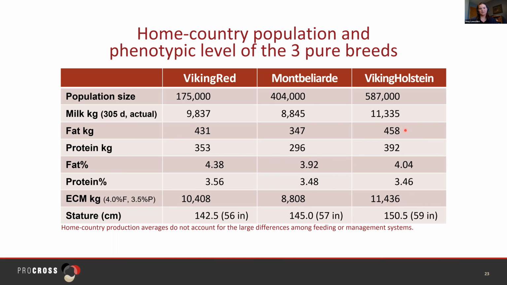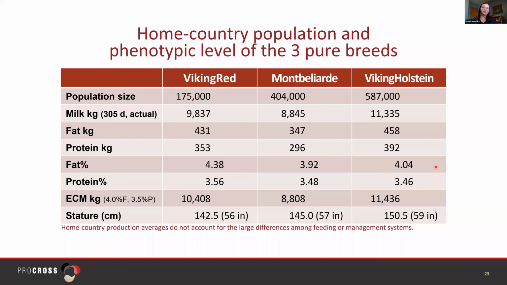When we look at their phenotypic levels, we do see a few differences. Holstein, no surprise, is very high in milk, fat, and protein production. Montbéliarde phenotypically, again, is the lowest, and this is due to the herd environments in which we find them in France. On fat and protein percentages, the VikingRed does very well in this department, as does Montbéliarde, particularly when it comes to protein percentages.